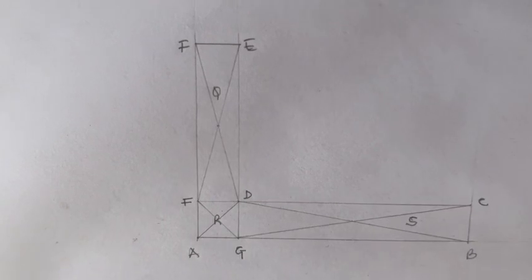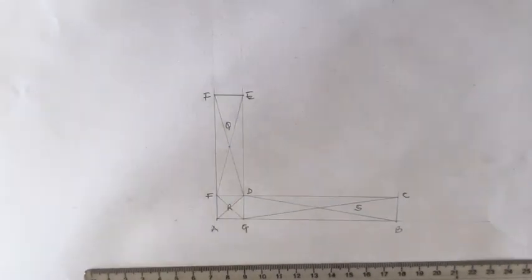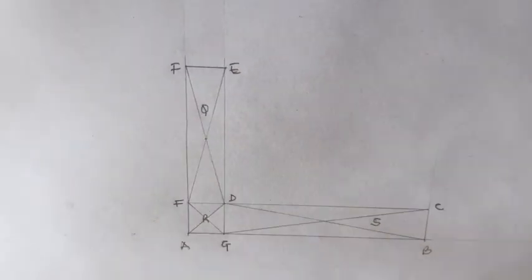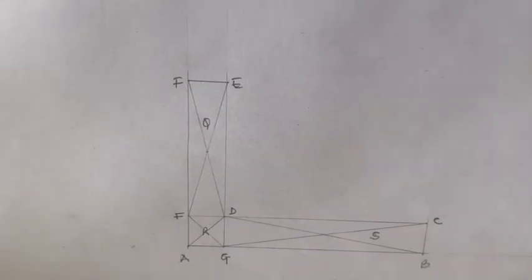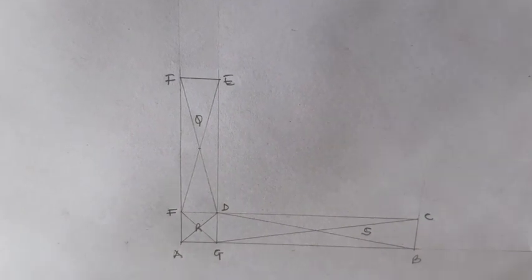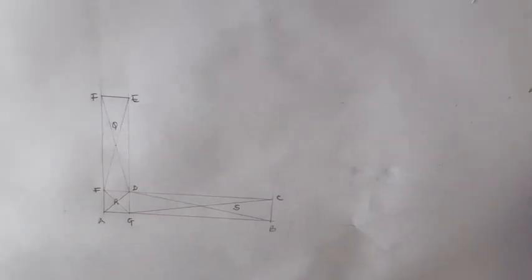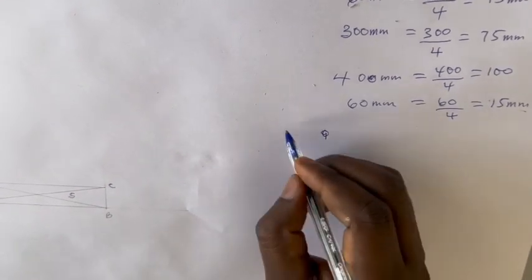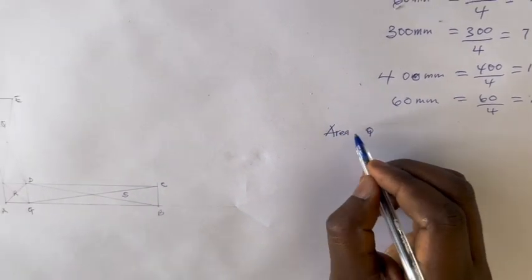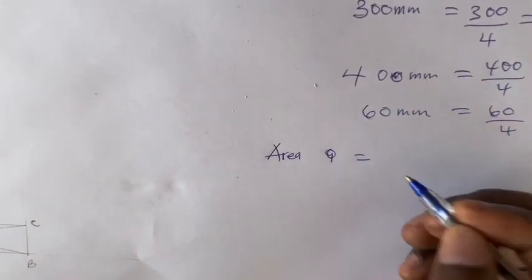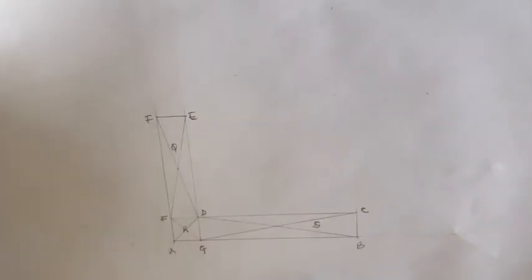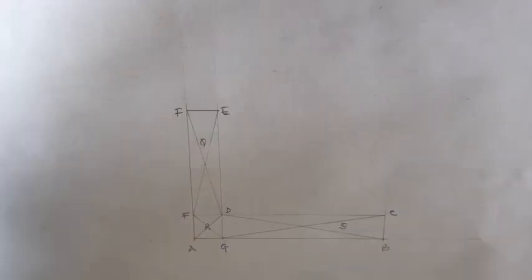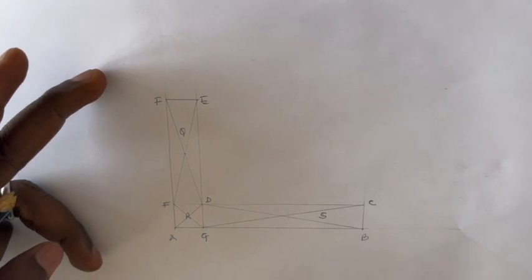Now that we've been able to find the centroid or the center of gravity for these areas, the next thing that we have to do is to find the area of such objects. So we come to this side and find the area. So let's take it accordingly. We have Q. So area Q will be equal to, and this is a rectangle. So a rectangle is going to give us the length times the breadth.